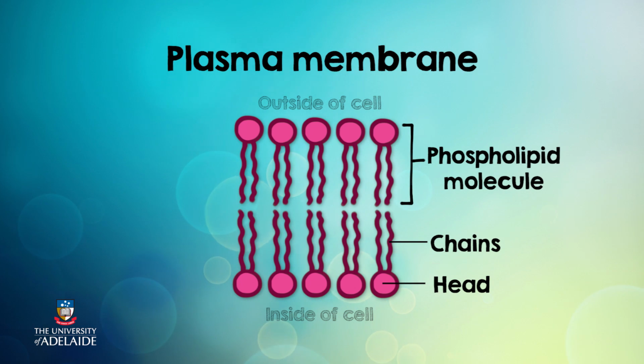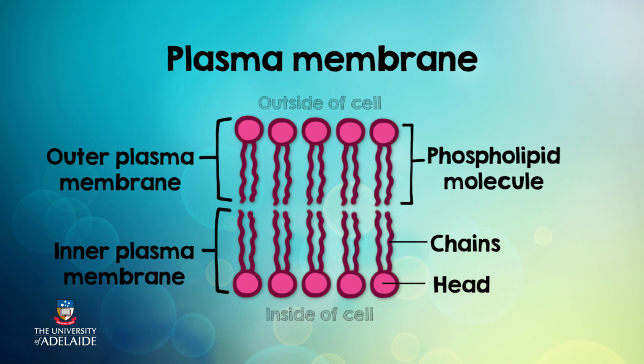We call the top layer of phospholipids the outer plasma membrane, and the bottom layer of the phospholipids the inner plasma membrane. This double-layered upside-down arrangement of phospholipids might seem unusual, but it's actually very stable, which keeps the plasma membrane strong.